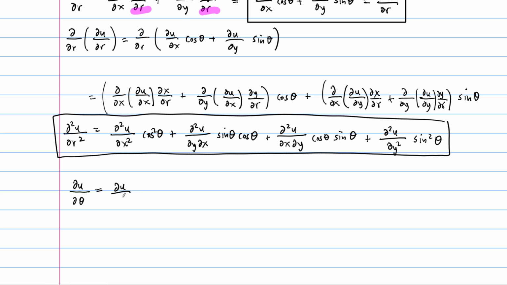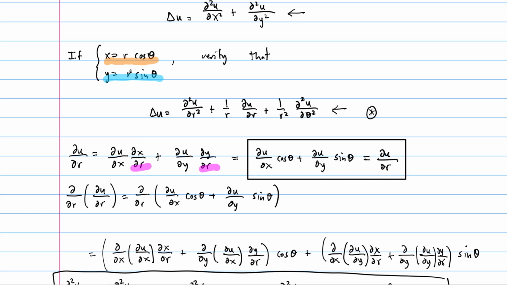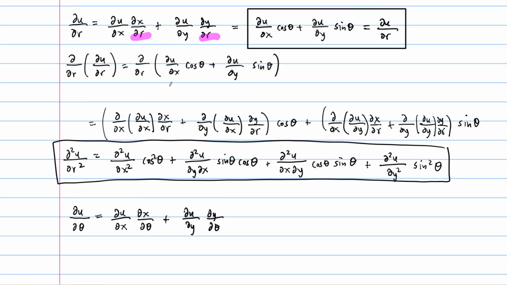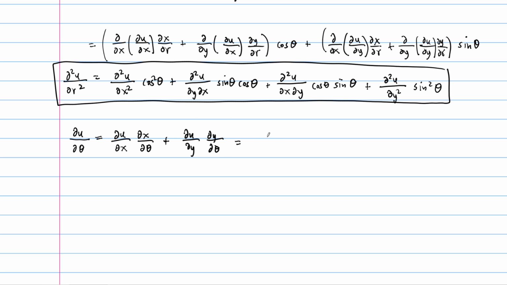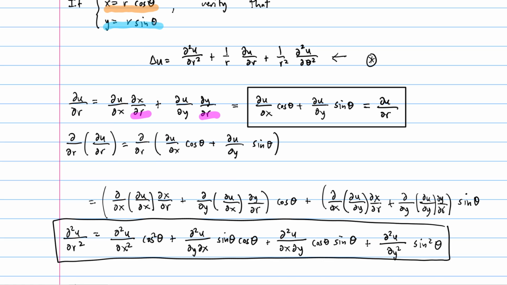So this is going to be du by dx times dx by d theta plus du by dy times dy by d theta. That's our chain rule. We can take the theta derivatives of x and y. So the theta derivative of x is going to be minus r sine theta, and the theta derivative of y is going to be r cosine theta. So this can be written out, right? So it's going to be du by dx times minus r sine of theta plus du by dy times positive r cosine theta, right? Just make sure we're doing this properly as we go.